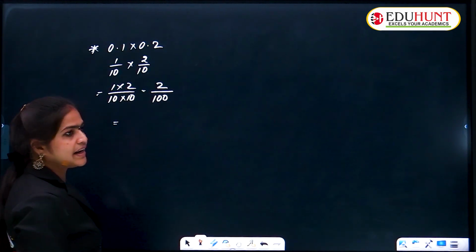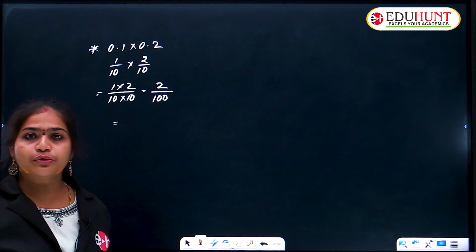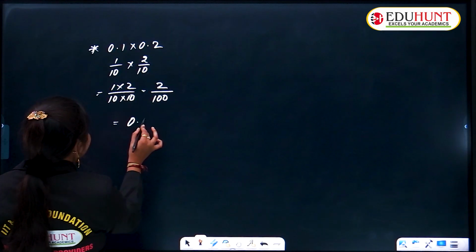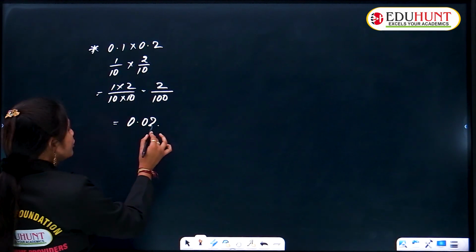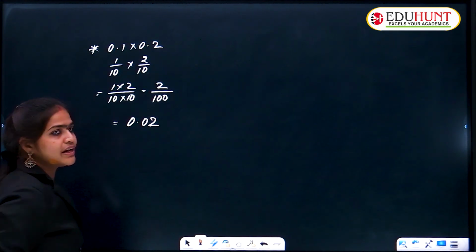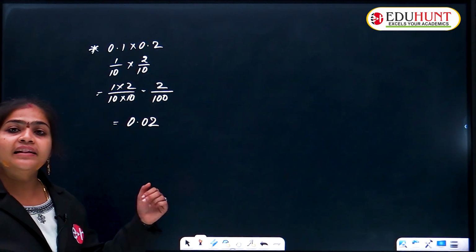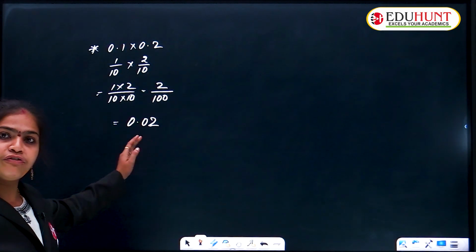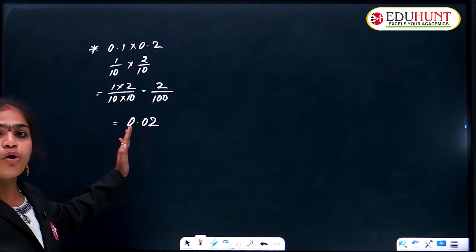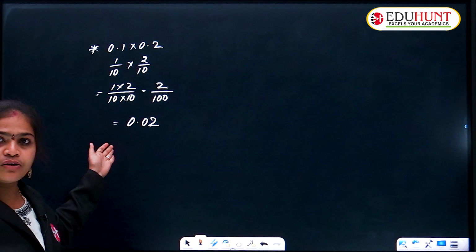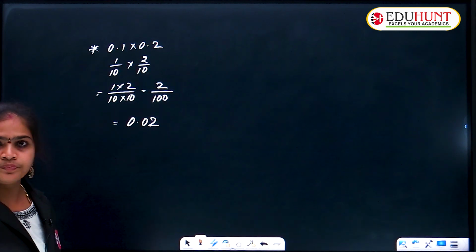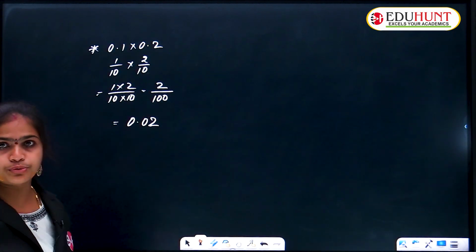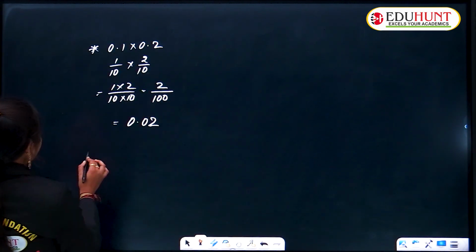Okay, 2 by 100, how to convert that into a decimal number? Here 2 zeros are there, so in the decimal places you have to keep 2 places. Actually one digit is given, 2. To make it a 2 digit number we can write it as 02. Before 02 you have to keep the point. Before the point there is no other number, so you keep 0. Understood? Finally what is the answer here? 0.02.